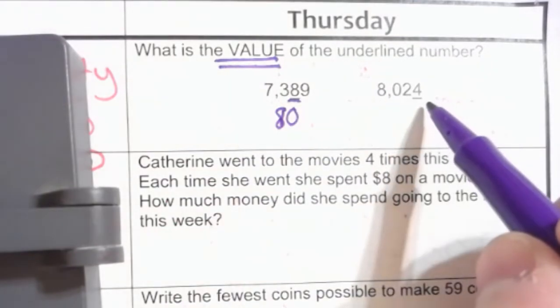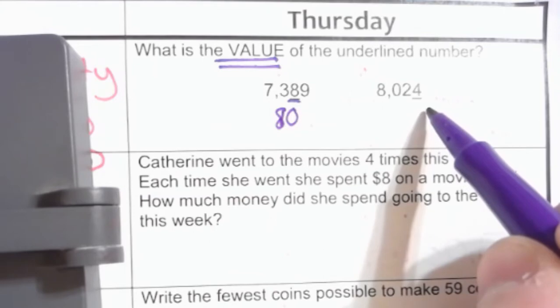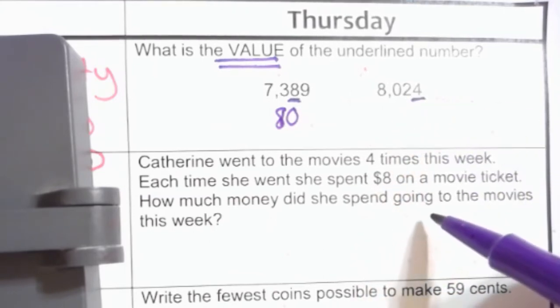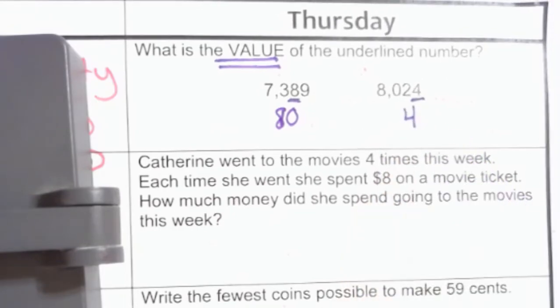Now we're looking at 8,024. What number is underlined? The 4. It's in the ones place, and the value is not 1, but the value is 4.